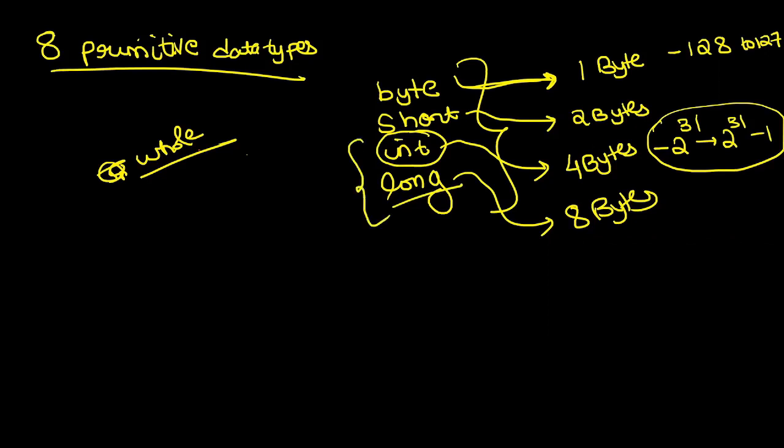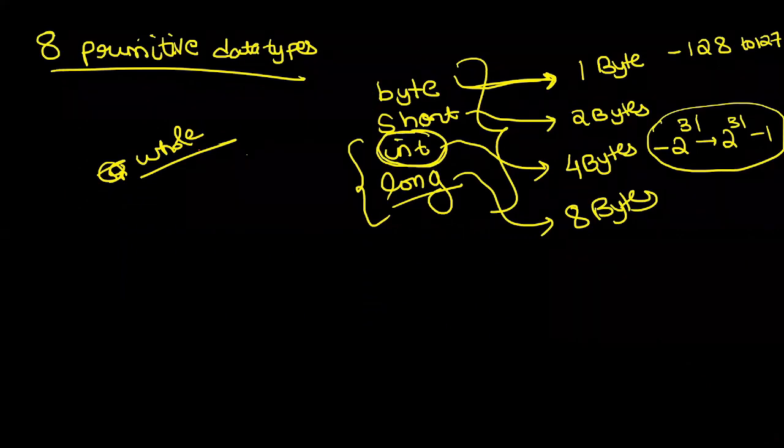So generally, 99.99% of the time, or 100% of the time, either you will be declaring your variable as an int or you will be using a long. We never use a byte and a short. I haven't used them very frequently, to be honest, right?